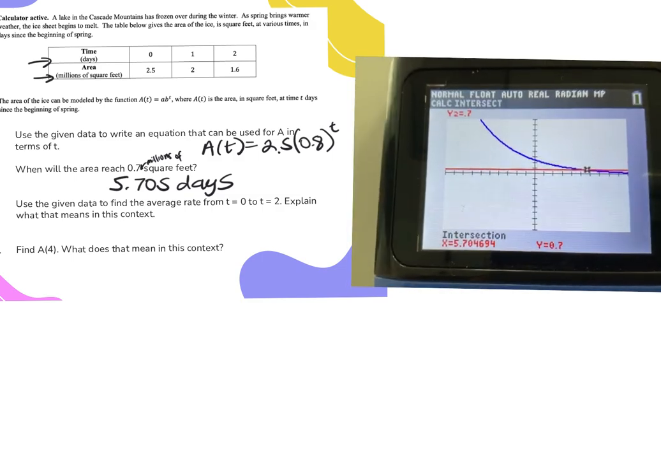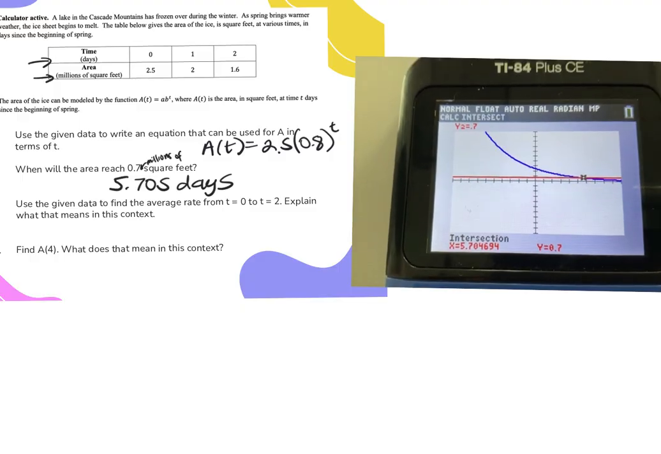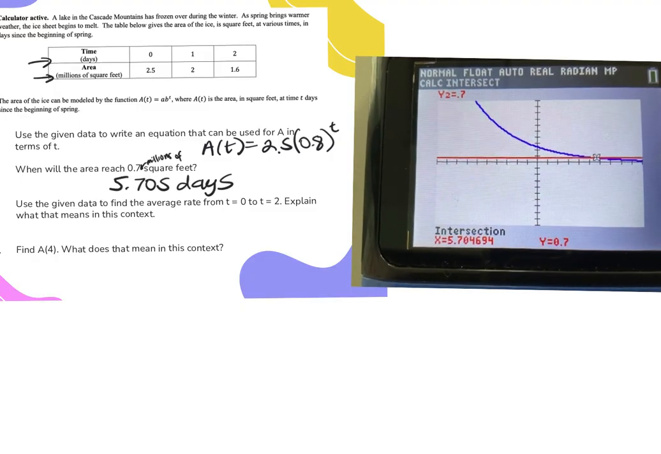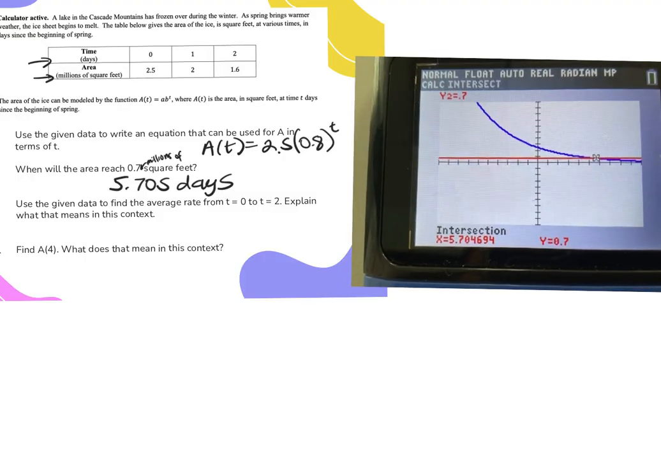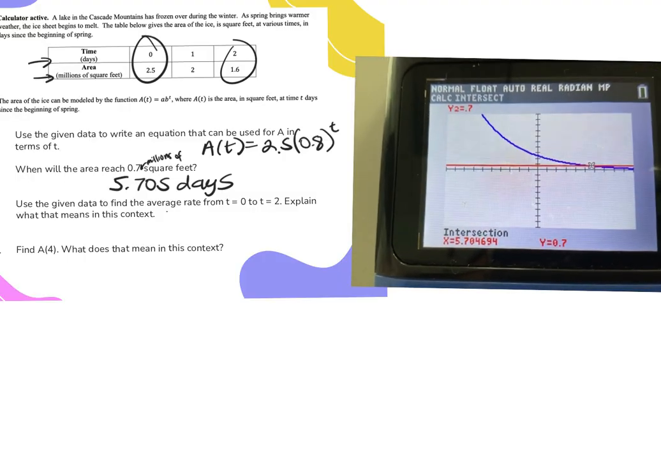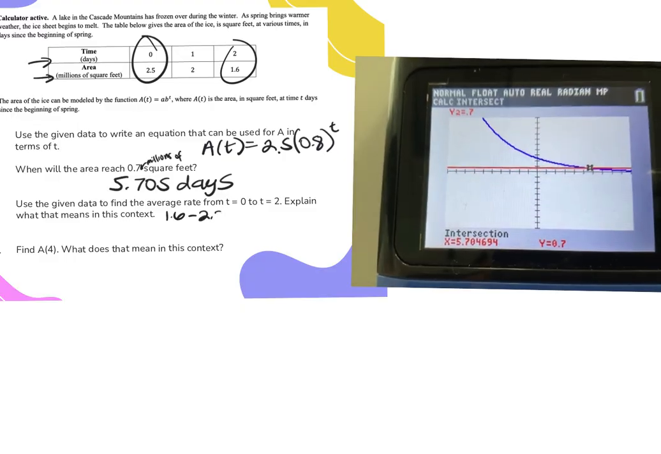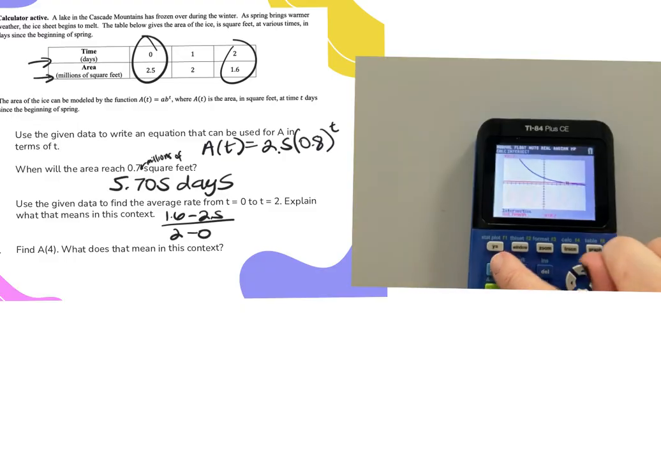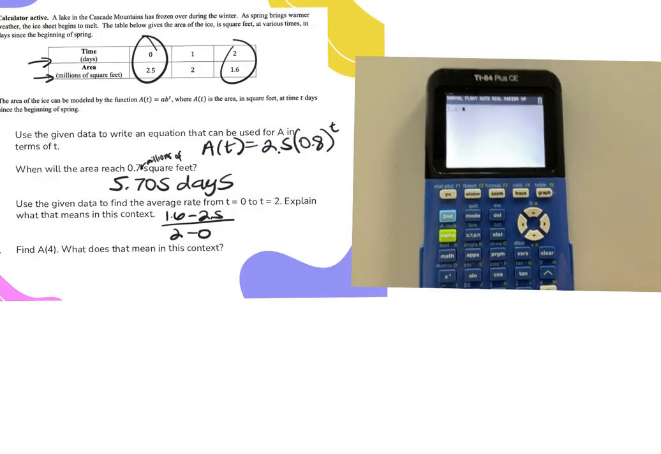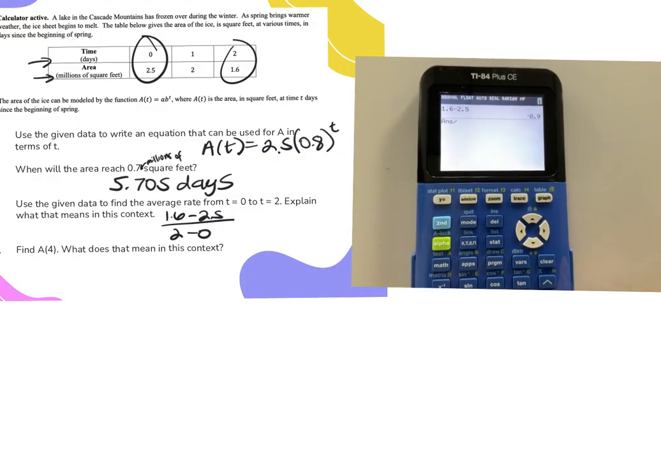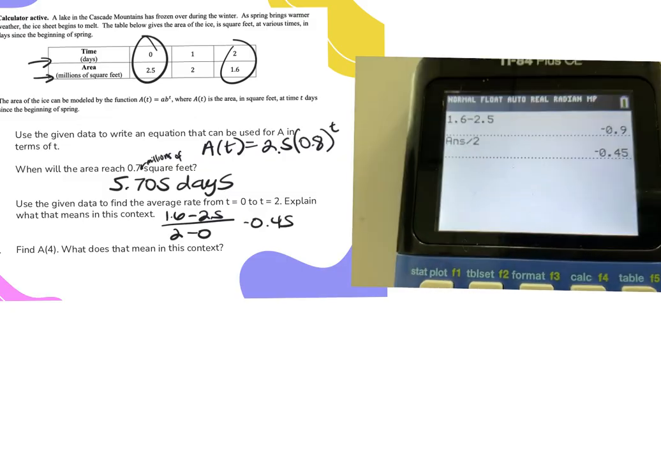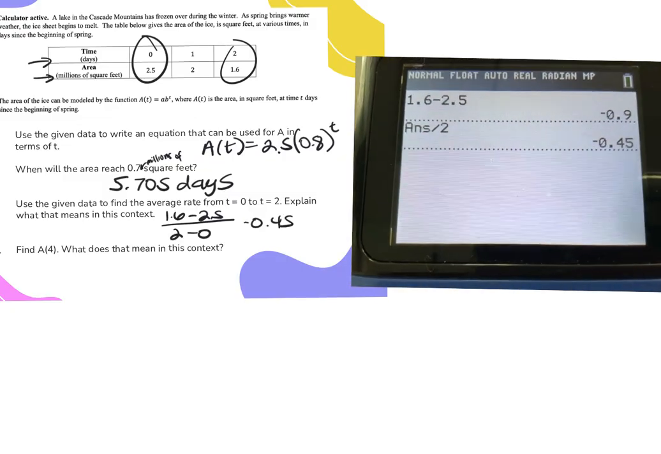Good. All right. So then C says, use the given data to find the average rate from 0 to 2. There's 2 ways to do this. If I use the given data, I already have it. I'm going from 0 to 2. I could literally do 1.6 minus 2.5 over 2 minus 0. So 1.6 minus 2.5 divided by 2 is negative 0.45, which makes sense because this is getting smaller, right? Okay, the area is decreasing.